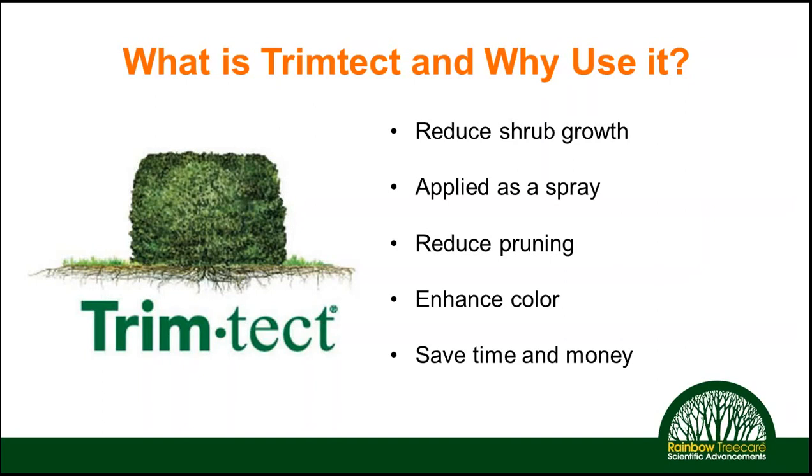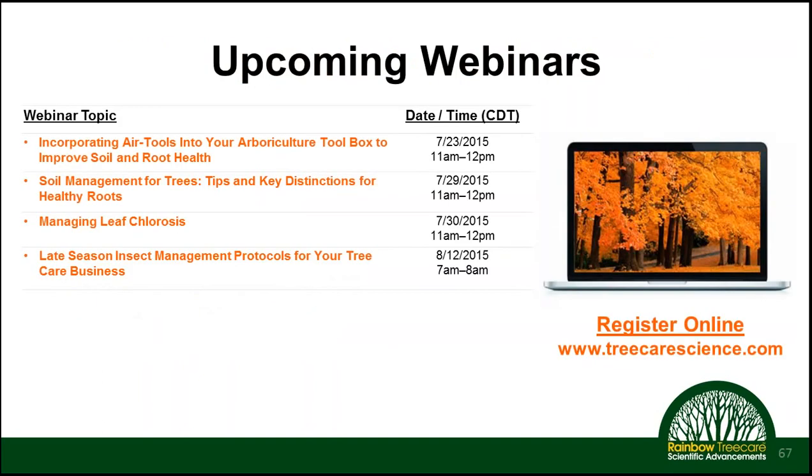It's only locally systemic, whereas Cambistat is systemic throughout the whole plant. This will reduce the pruning frequency and enhance the color, the same way that Cambistat enhances the color of foliage on trees. This does the exact same thing to the shrubs as well. And so that's what it's all about. It's saving time, saving money, and making plants look a lot better.